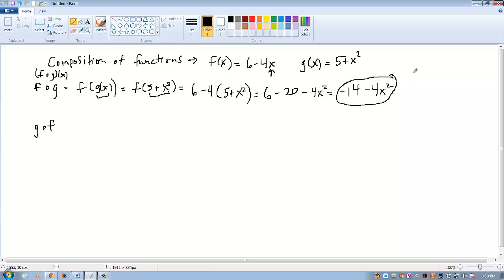Now, for all of these problems on MyMathLab, you're also going to be asked for a domain. Remember, the domain of something like this, because there's no x in the denominator, is just all reals. So I'm going to have negative infinity to infinity.